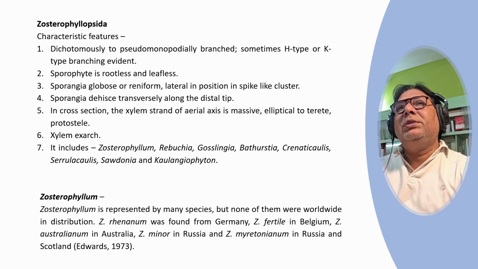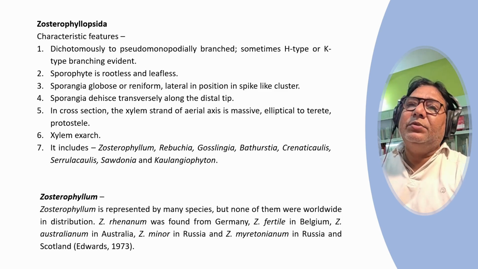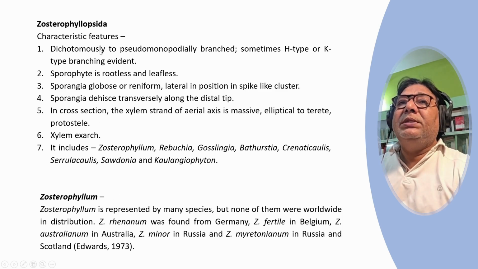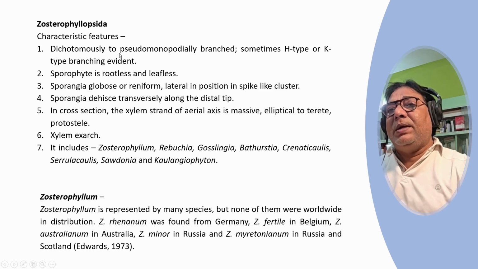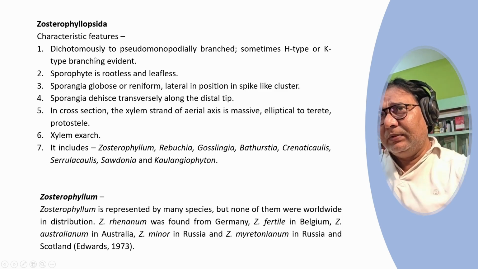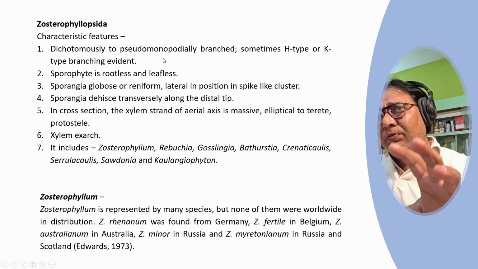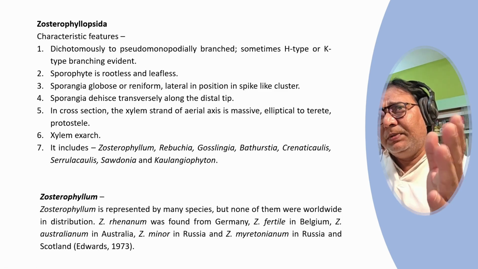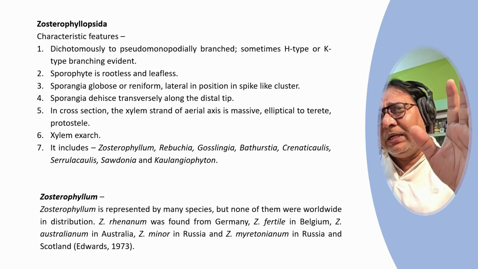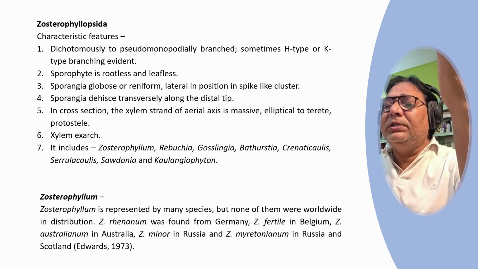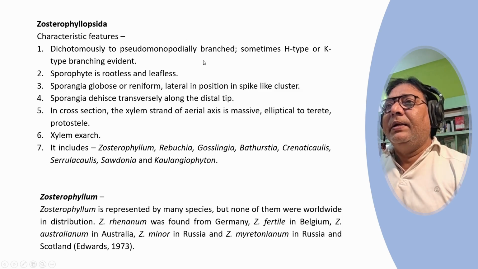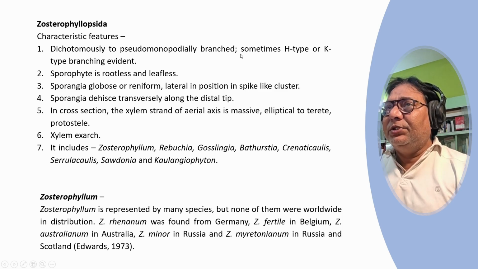Okay, now let's talk about the Zosterophyllopsida. Next group. Characteristic features of the class. It is also dichotomously branched, but sometimes pseudomonopodially. So dichotomous branching is primitive. And then pseudomonopodial means one of the branches overtopping the other. So it is becoming pseudomonopodial. And if that becomes the feature permanently, that always there is a branch which is overtopping the other, then from pseudomonopodial it will become monopodial.